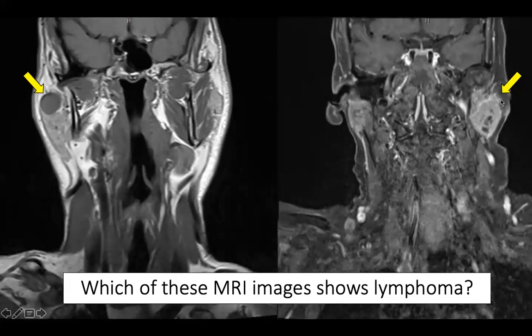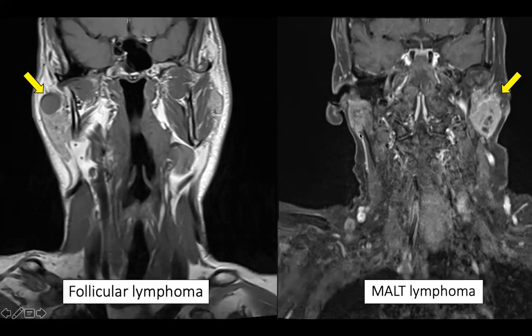And then we have this lesion in this other patient, which is very poorly circumscribed. It's sort of moth-eaten, looks like it's partially cystic, partially solid. And the reality is that both of these are lymphoma. So this follicular lymphoma is arising in a lymph node, which is why it's so well circumscribed. MALT lymphoma, on the other hand, arises in the background of chronic inflammation.